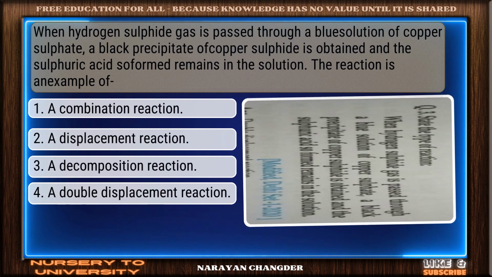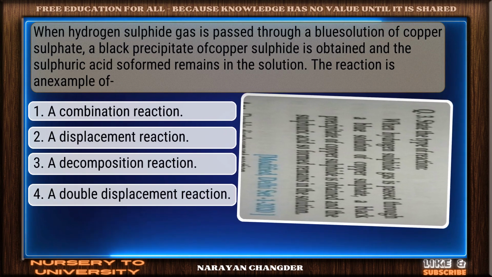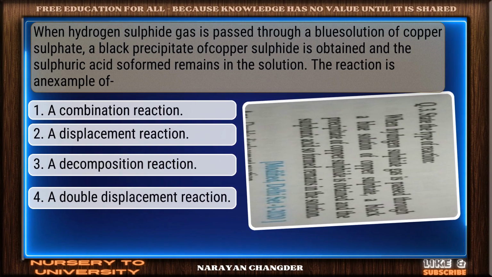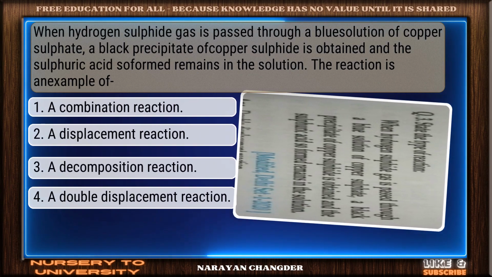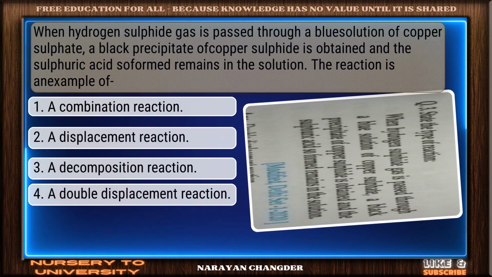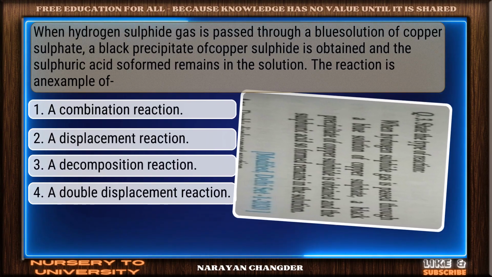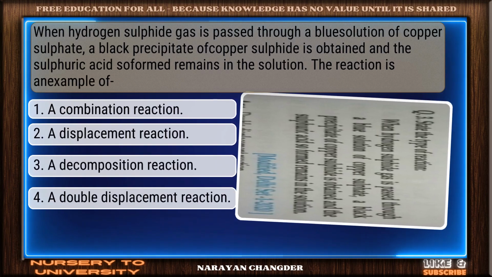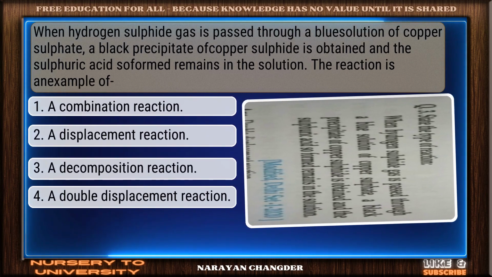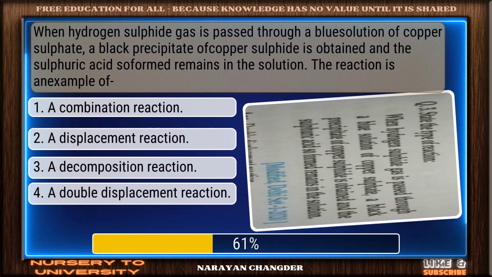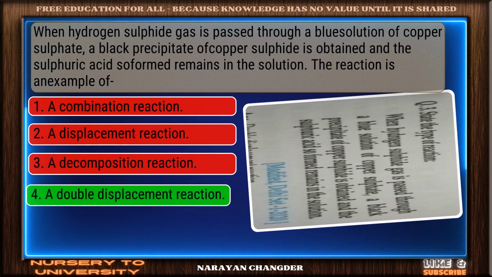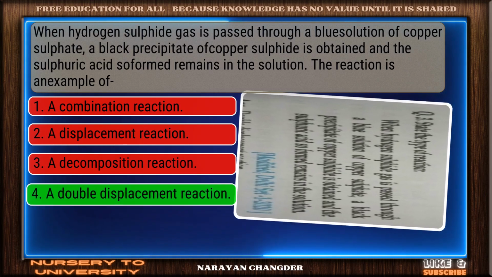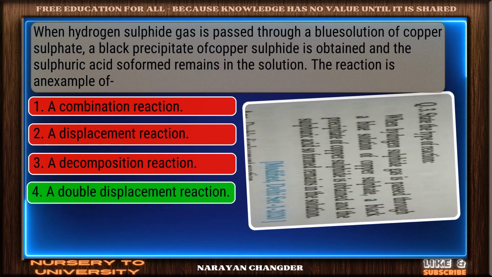When hydrogen sulfide gas is passed through a blue solution of copper sulfate, a black precipitate of copper sulfide is obtained, and the sulfuric acid so formed remains in the solution. The reaction is an example of? Good job. A double displacement reaction works well.